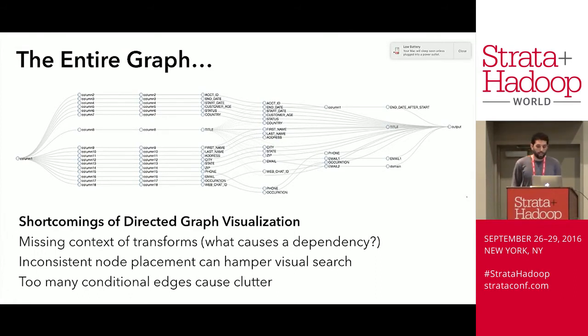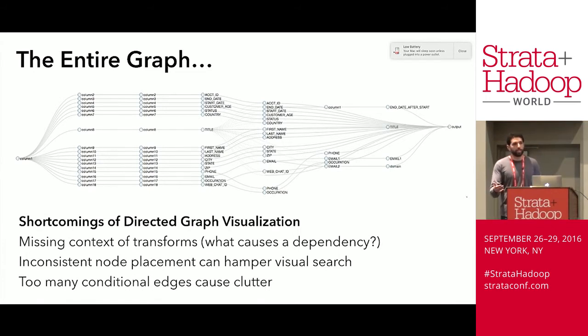If you try to do this on scripts of any real size, you run into a number of issues. The first one is that you're completely missing the context of the transforms. The whole layout now is determined just by the dependencies between the nodes. So if you do have a script in mind, or you have some context based on the transformations, you've lost that. And this leads to the second problem, which is you get really inconsistent node placement.